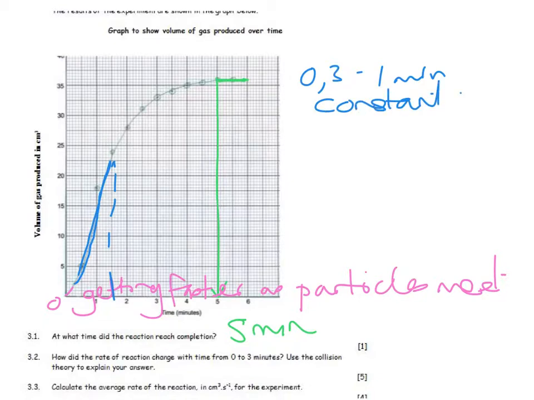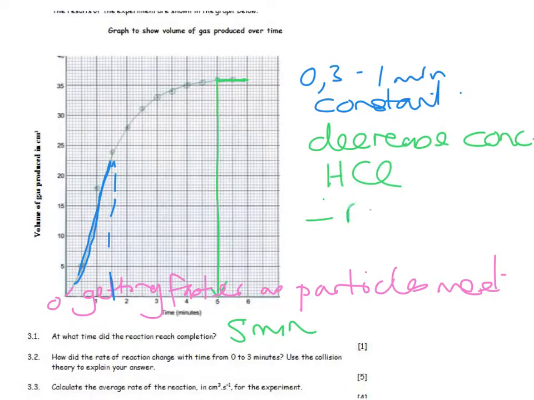Then the concentration starts to decrease because we're using up the reactants, and it's the concentration of the HCl that's decreasing. Therefore, rate slows down. It was worth 5 marks, quite a lot of stuff to say. And here's your rate slowing down over here, up until 3 minutes.